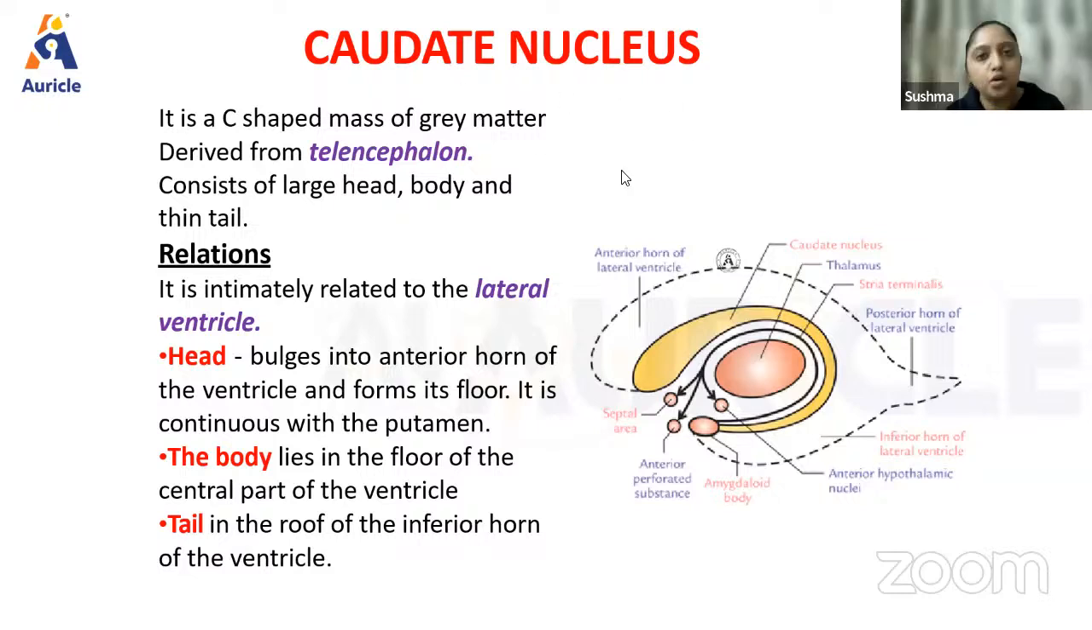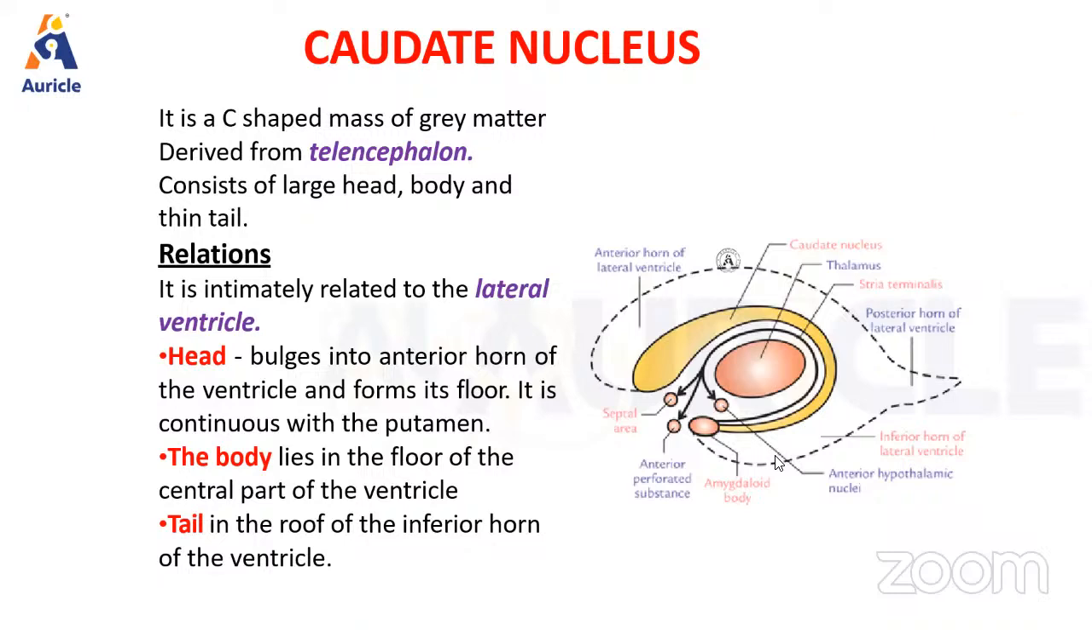So now let's talk about the caudate nucleus. Now, caudate nucleus is a C-shaped gray matter that is derived from the telencephalon. Now, what are the relations of the caudate nucleus? And this is how the questions are also asked. So, caudate continues as the amygdaloid body, right? Now, it is intimately related with the lateral ventricle. So, in tomorrow's class, we'll study about the lateral ventricle and the dural venous sinus. Now, the head bulges into the anterior horn of the ventricle and it forms the floor. It continues with the putamen. The body lies in the floor of the central part of the lateral ventricle and the tail is in the roof of the inferior horn of the ventricle. And this is the amygdaloid body.